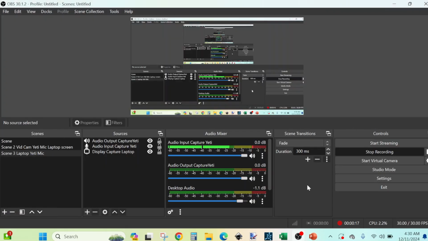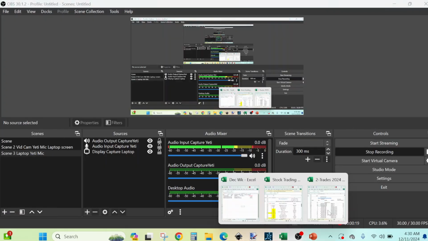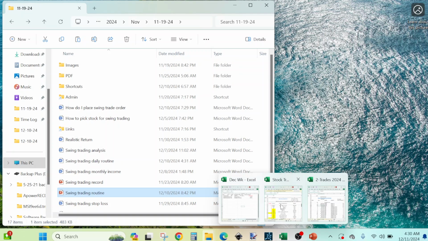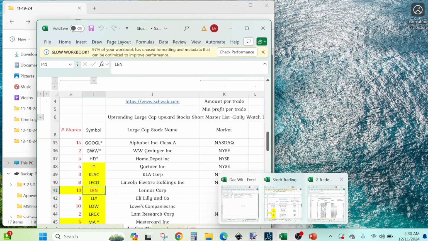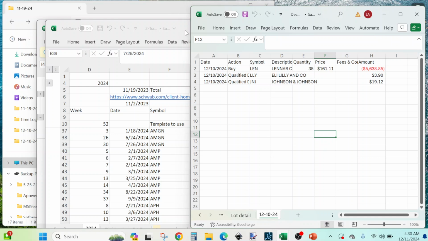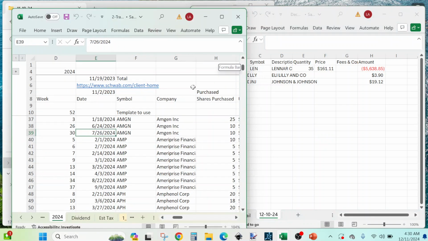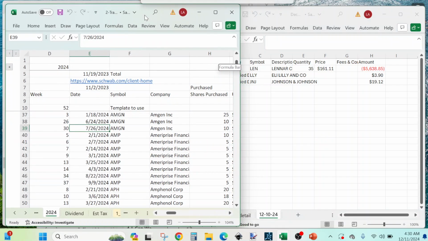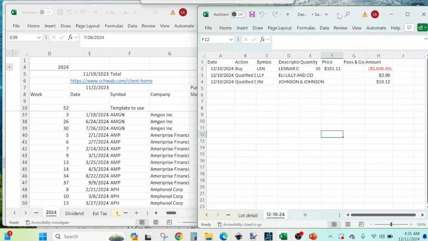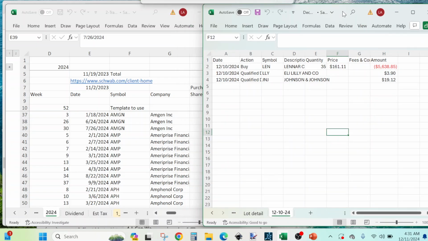Yesterday we purchased some stocks for swing trading, and we are going to record those stocks and analyze the chart. We have our swing trading stock record keeping workbook open, and we have our daily transaction open here as well for December 10th, 2024.